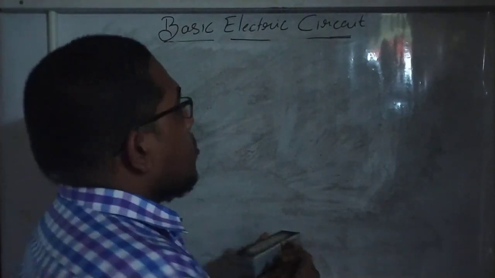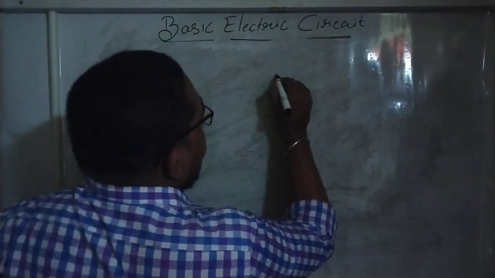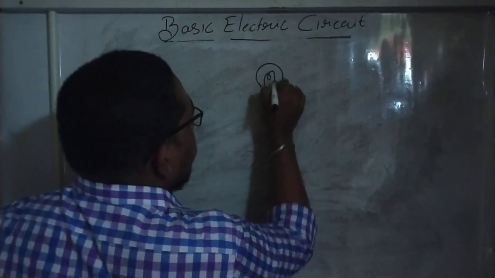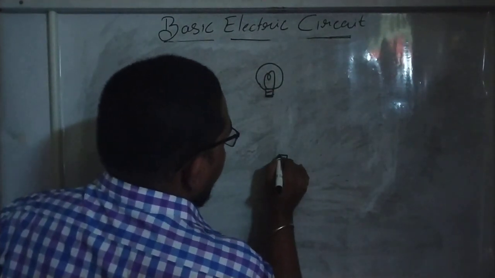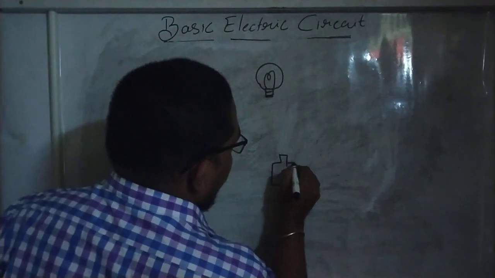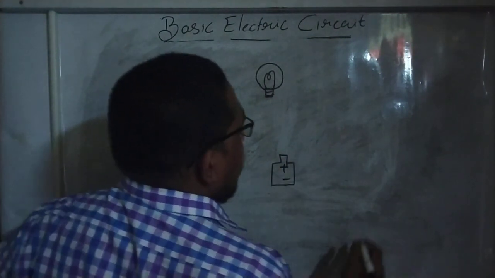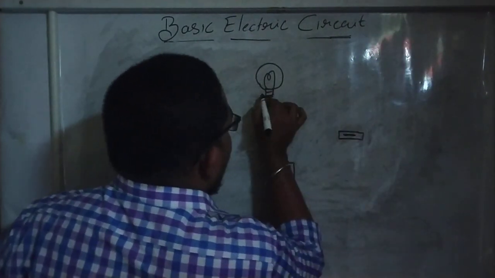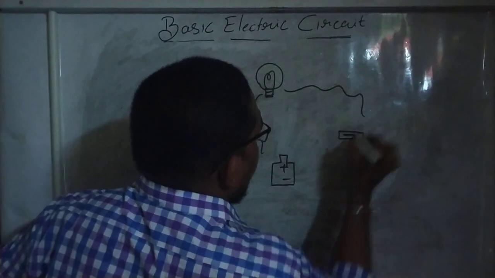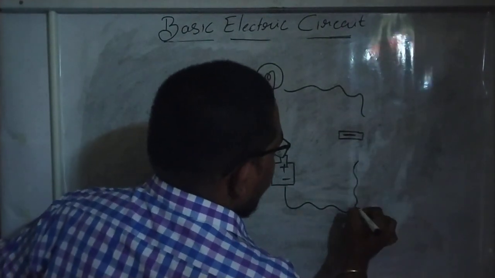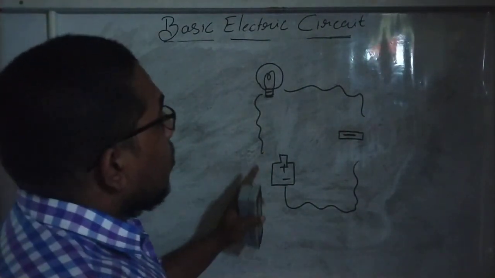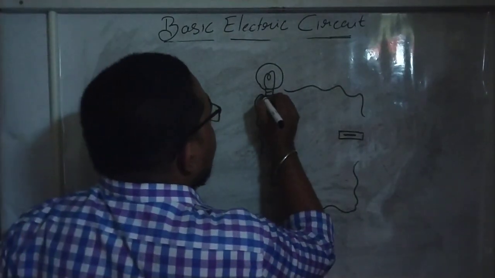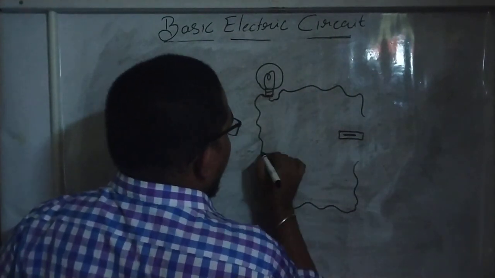Okay, suppose you imagine you have been provided an electric bulb, a cell with positive and negative terminal, and a controlling switch or electric switch. Some connecting wires are also there. Now you know how to connect all these things together. It's very simple. We just connect all these things with the connecting wires.